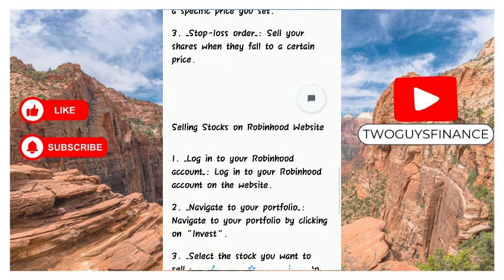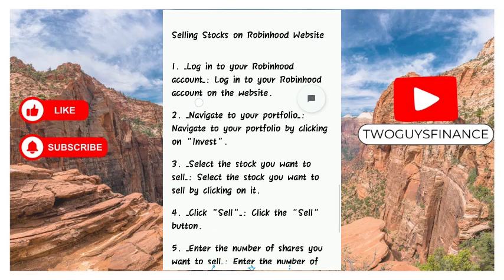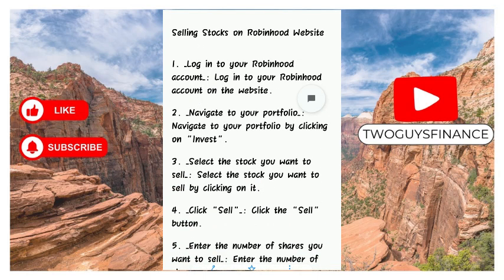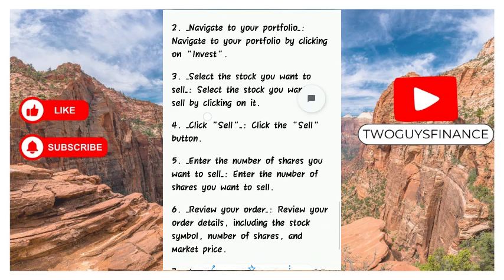Now, for selling stocks on the Robinhood website, what you want to do is log into your Robinhood account on the website, and then you want to navigate to your portfolio by clicking on invest, and then select the stock that you want to sell by clicking on that, and then click the sell button, and then you got to enter the number of shares that you want to sell.